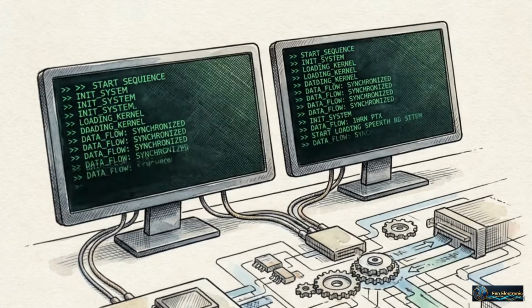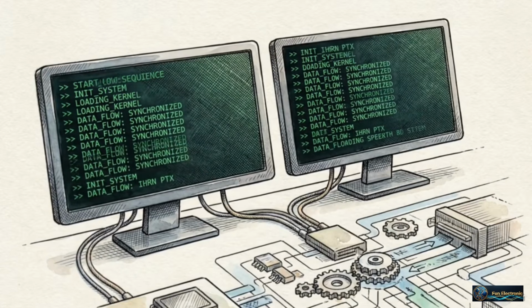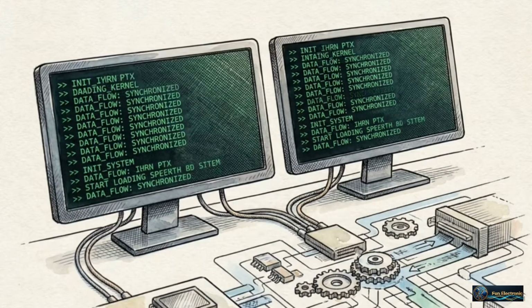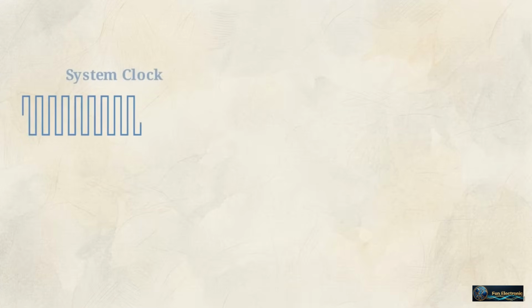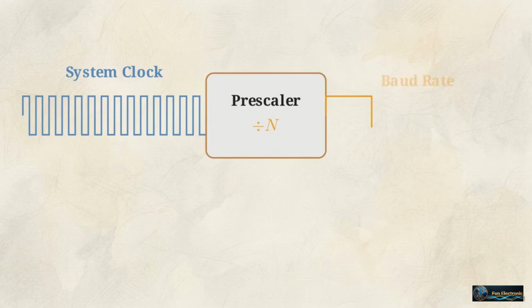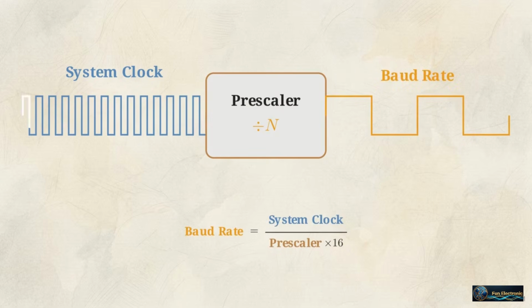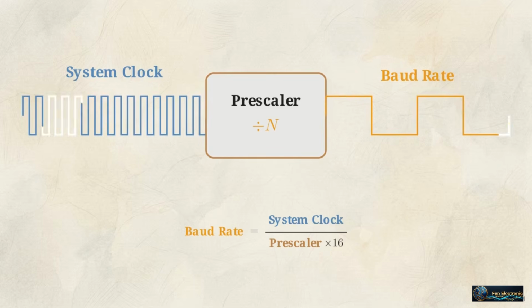Since there is no clock wire to govern the timing, both devices must be configured to the same baud rate. This represents the number of bits sent per second, and if the 2 sides don't match, the data becomes unreadable noise. To achieve this speed, the hardware uses a clock divider or prescaler. It takes the high-speed internal system clock of the device and mathematically divides it down to reach the specific frequency required for the baud rate.